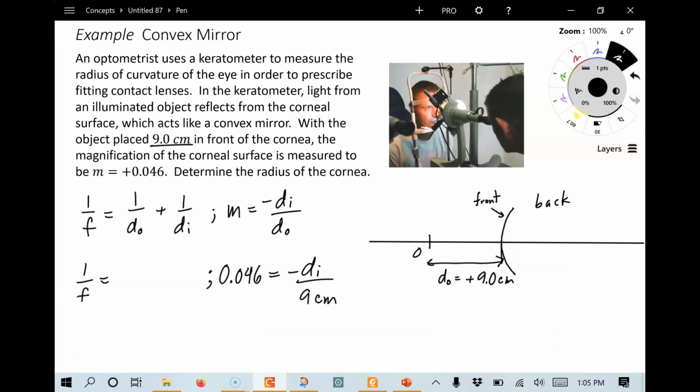And so in this problem, I know what do is, but I don't know what di is yet, but I can solve for it right here from the magnification equation. Sometimes in these types of problems, you've got these two equations. It's okay to have two unknown quantities, di in this case and f, and then we can solve for them both. This one's pretty straightforward because I can just solve for di. I multiply by a negative 9 centimeters on both sides, and we're going to end up with this.